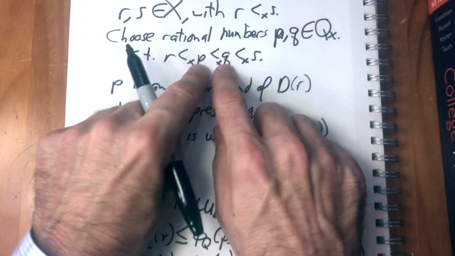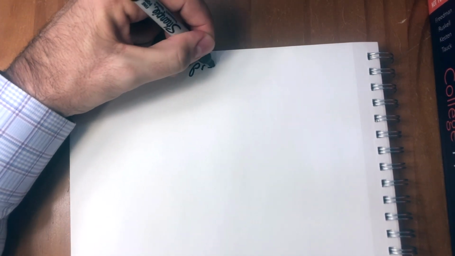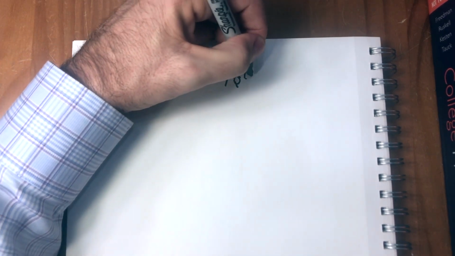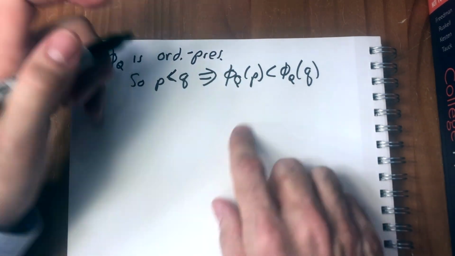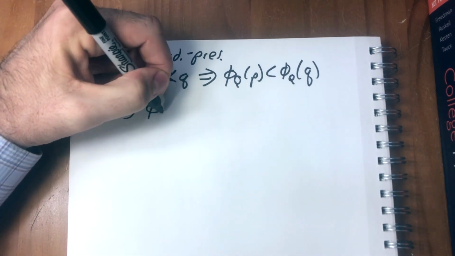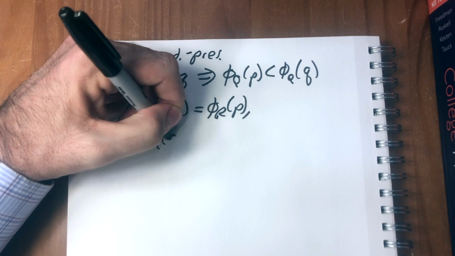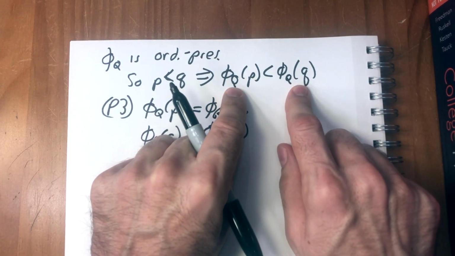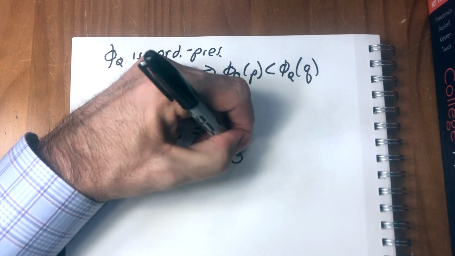So, okay. Next one, we're going to start looking now at p and q. So again, phi Q is order preserving. So if p is less than q, that implies that phi Q of p is less than phi Q of q, right? This is what we did with the rationals. We already know this about phi Q. In addition, P3 says that phi Q of p equals phi R of p, and that phi Q of q equals phi R of q, because both of these are rationals. So that means that if phi Q of p is less than phi Q of q, then just putting these together, we have, therefore, phi R of p is less than phi R of q, right?